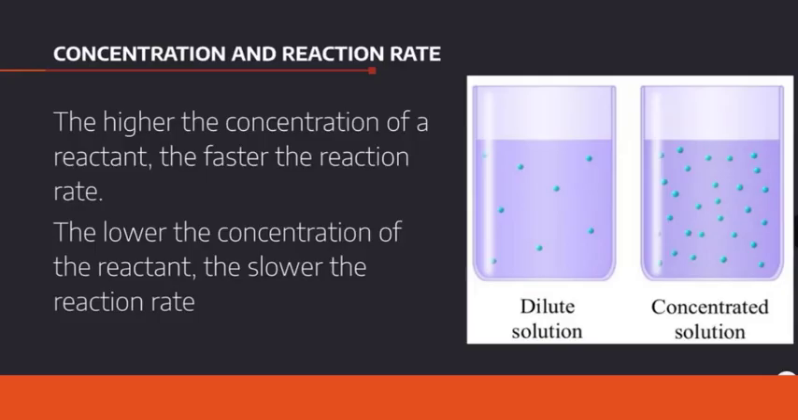Well, the higher the concentration of a reactant, the faster the reaction rate. And the lower the concentration, the slower the reaction rate. And if you think about it, this makes sense. In this case, our little greenish particles, let's say they want to react with a piece of metal we're going to drop in this dilute solution. Dilute means a low concentration.